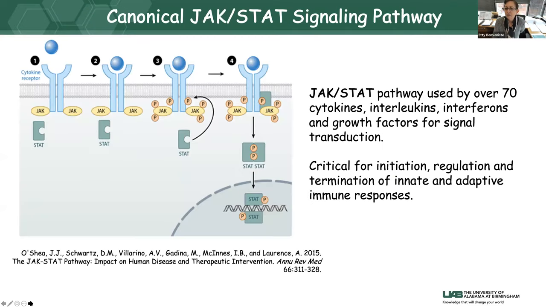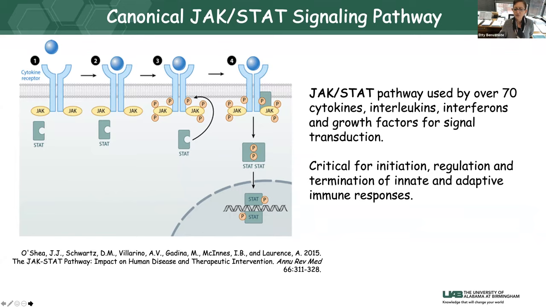So the JAK-STAT signaling pathway is used by over 70 different cytokines, interleukins, interferons, and growth factors for signal transduction. And it's really critical for the initiation, regulation, and ultimately termination of immune responses of both the innate and adaptive immune system. So a cytokine will bind to its receptor, and associated with the cytoplasmic domains are Janus kinases. These are tyrosine kinases. When ligand binds to its receptor, the JAKs become activated. They tyrosine phosphorylate each other, as well as phosphorylate tyrosine residues in the cytoplasmic domain of the receptor.